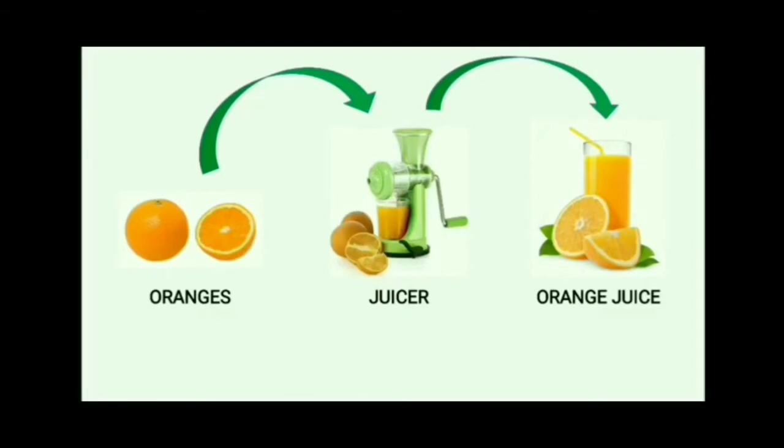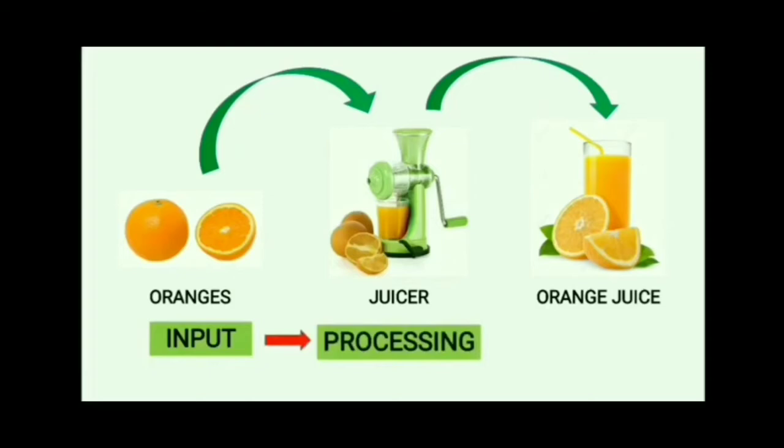So children, here we have a process. First we took the input, that is oranges, then we put the oranges into the juicer for processing, and after that we got the final result, that is orange juice.